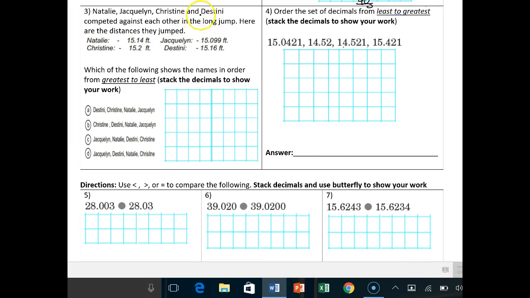Number 3, Natalie, Jacqueline, Christy, and Destiny competed against each other in the long jump. Here are the distances they jumped. All those distances right there. Which of the following shows the names in order from greatest to least? Stack your decimals to show your work. So let's just start off by stacking your decimals.